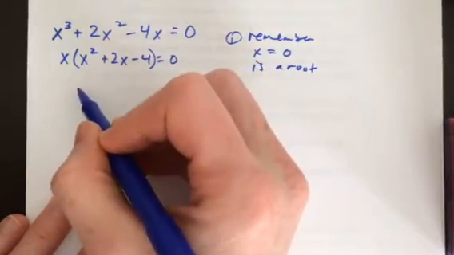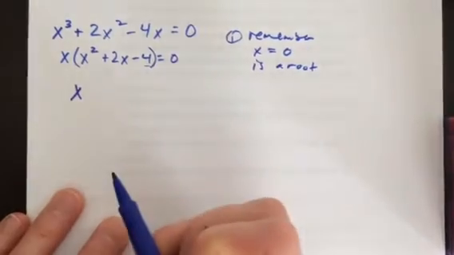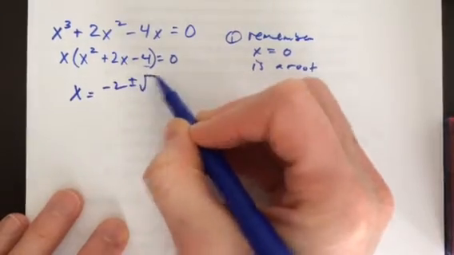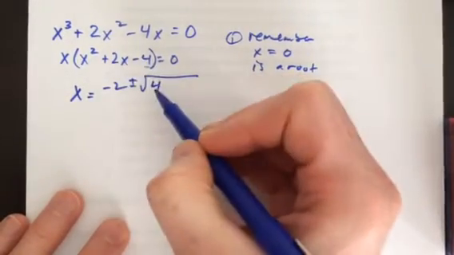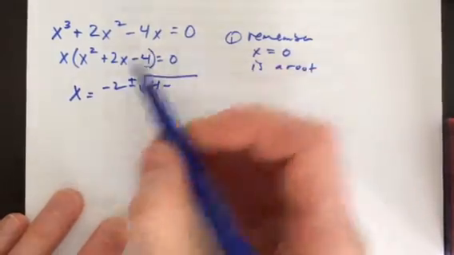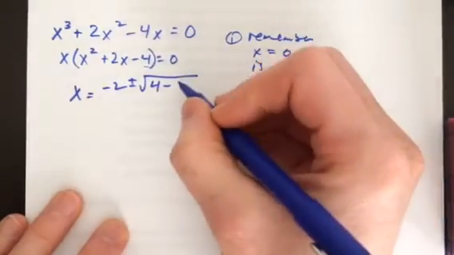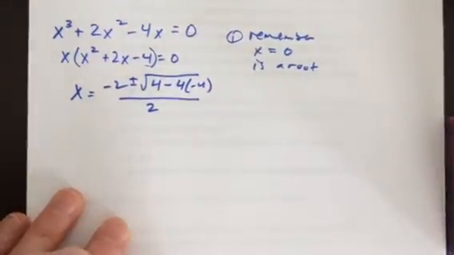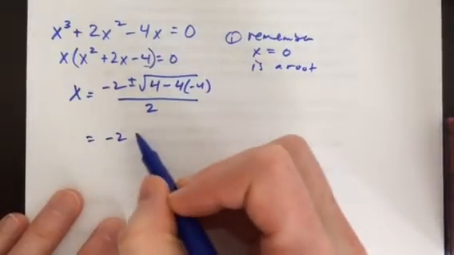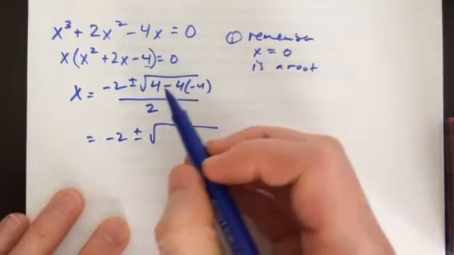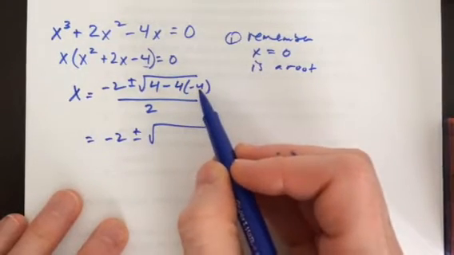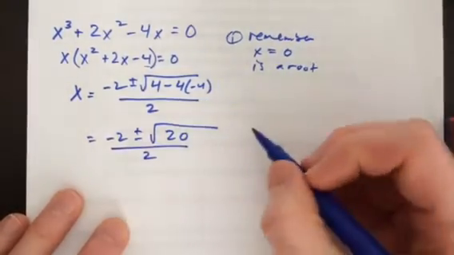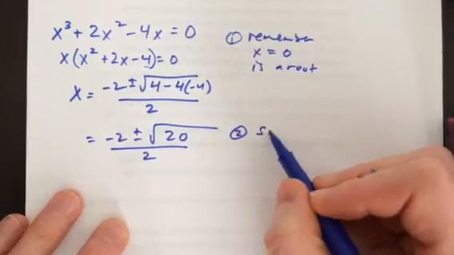Then we had to use the quadratic formula. So we're going to use the quadratic formula just in the quadratic part of this expression. And we get x equals negative b plus or minus the square root of b squared, that's 2 squared is 4, minus 4ac, so minus 4a times c is negative 4. So minus 4 times negative 4 all over 2 times a is 1, so that's just 2. So we get x equals negative 2 plus or minus the square root of 4 minus negative 16, which is 20, all over 2.